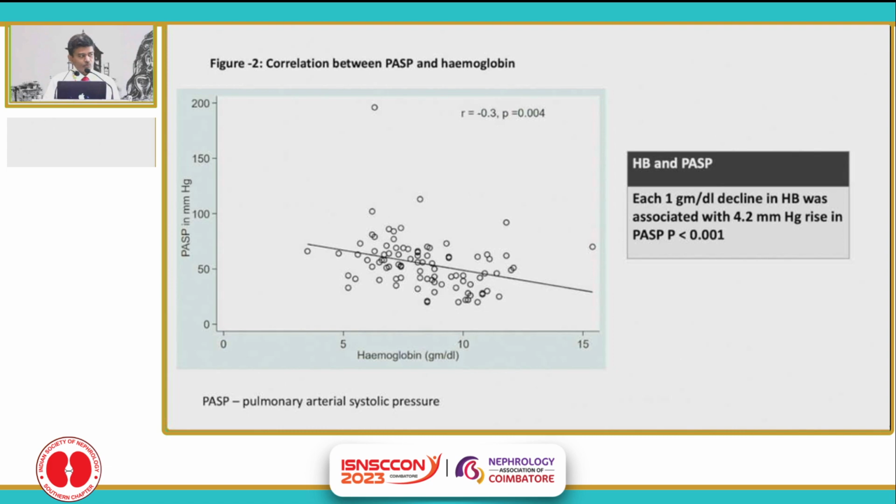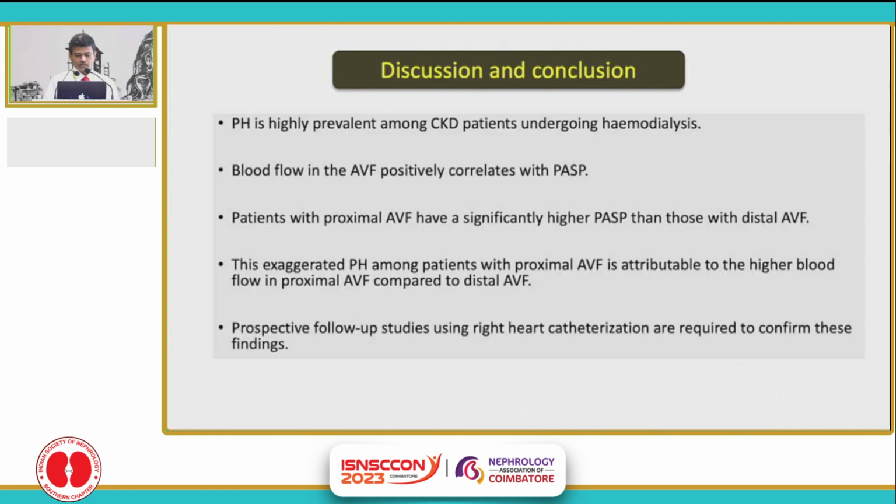Every 1 gram decline in hemoglobin was associated with a 4.2 millimeter increase in pulmonary arterial systolic pressure. So to conclude, the exaggerated pulmonary hypertension seen in patients with proximal AV fistula is attributable to the higher blood flow in proximal AV fistula compared to distal AV fistula.